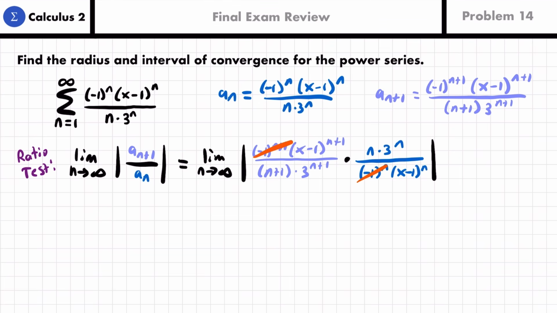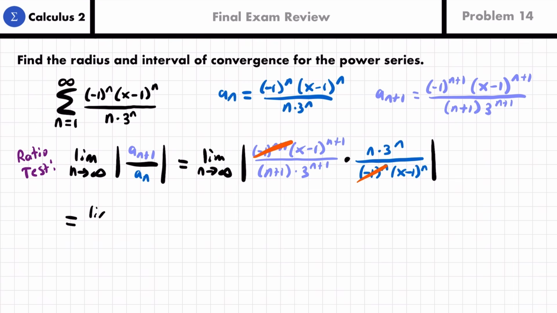But then something else that we can do is split up these powers. We can have x minus 1 to the power of n multiplied by x minus 1 to the power of 1. Same thing down here. We can split this power up and have 3 to the power of n times 3 to the first power. Okay, so let's do that down here.